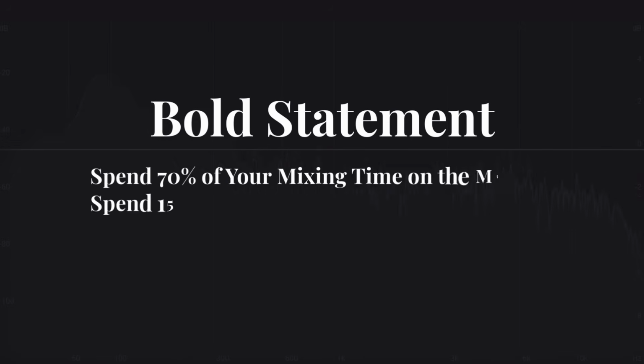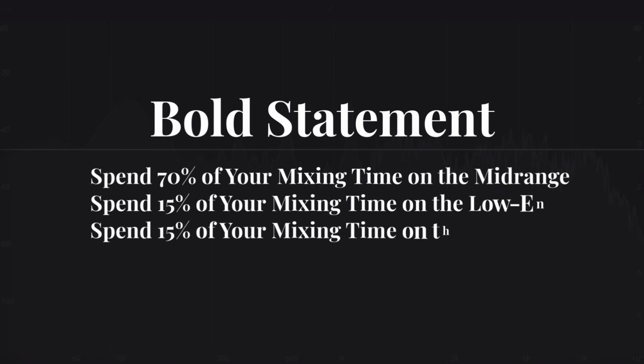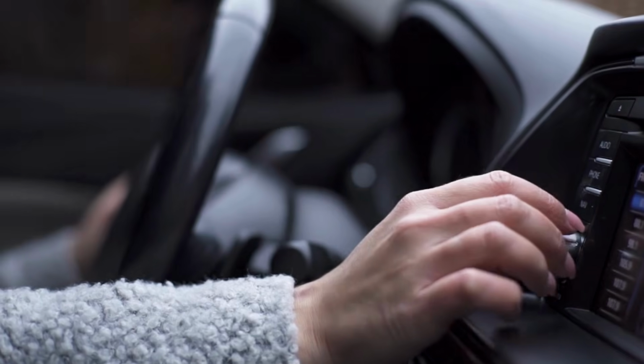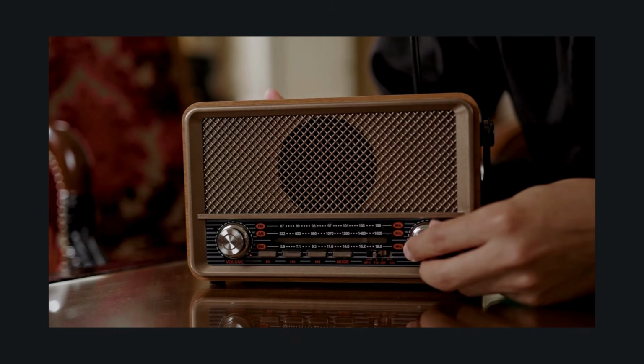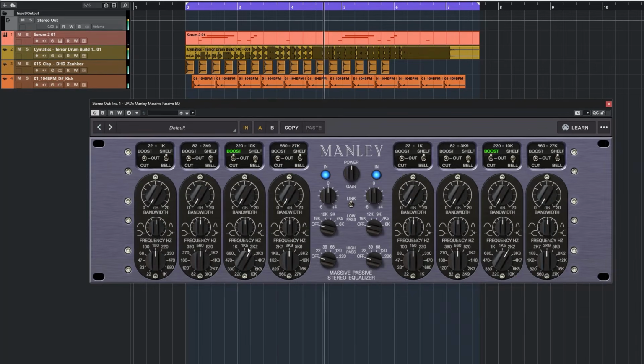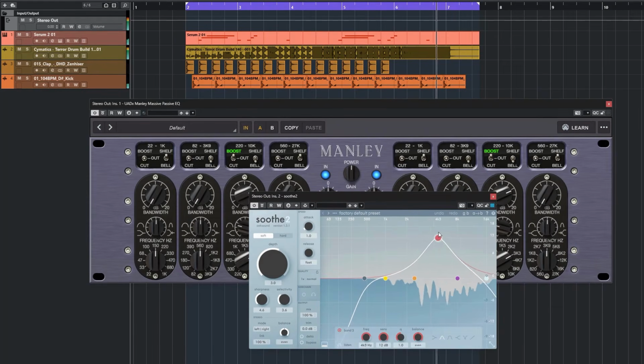Here's a bold statement. During the mixing phase, spend 70% of your time on the mid-range, 15% on the low end and 15% on the high end. And here's why. If you look at how people actually listen to music today, phones, earbuds, small speakers, the mid-range is what survives. So in the mixing phase, you should be spending the majority of your time shaping the mid-range. It's where your song communicates, where the vocal lives, where the energy is. Get the mids right and the whole mix snaps into place.